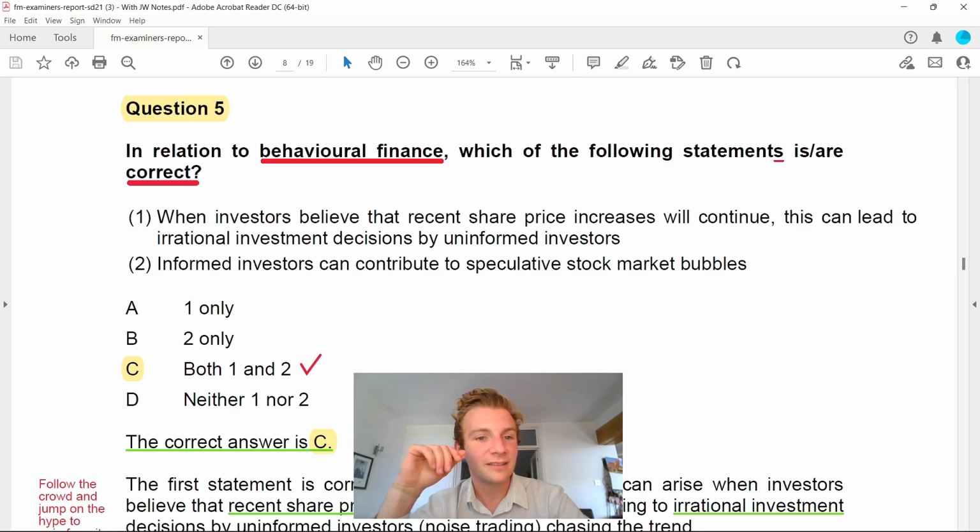And informed investors, so rational investors, can contribute to speculative stock market bubbles. Well, they're investing into the market, aren't they? They're putting their capital into the market. They want a higher return than inflation. So yes, they would contribute to it. Hence the answer for 1 and 2.